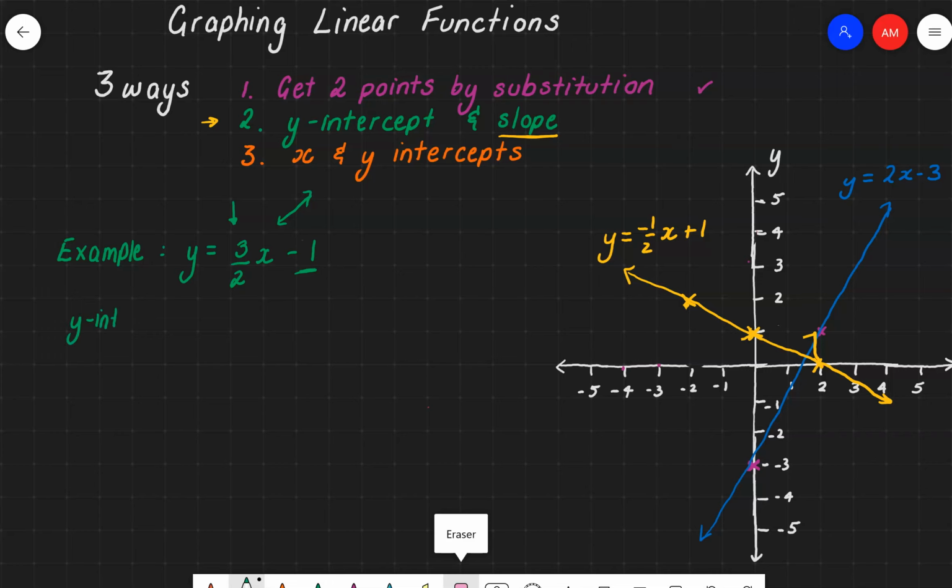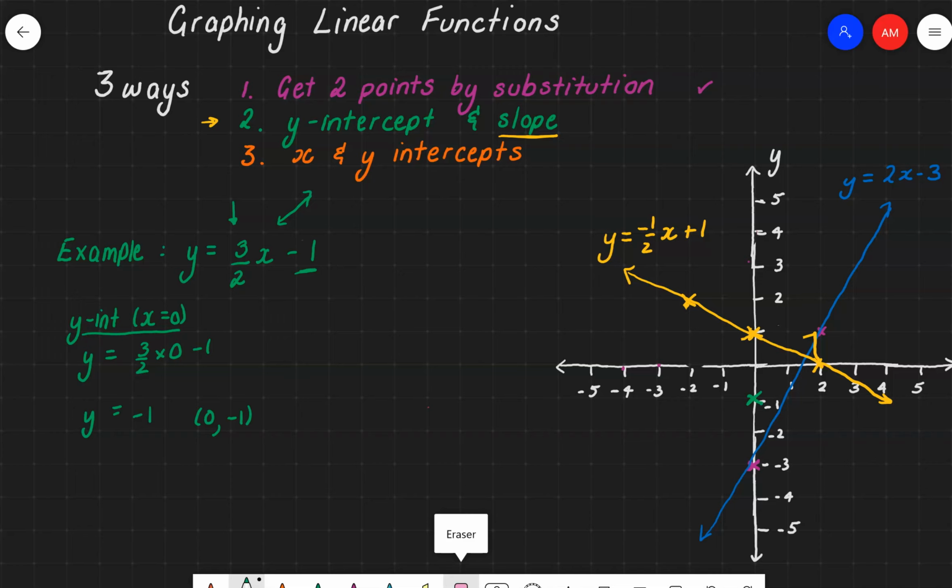So y-intercept, x equals 0, y equals 3 over 2 times 0, take 1. So we end up with y equals, now 3 over 2 times 0 is 0, 0 take 1 is minus 1. So that gives me the point 0, minus 1. And we can pop that cross there. Sorry, my graph might be getting a little bit crowded, but if I erase, everything disappears. So I'll get rid of it in a minute and do a fresh one.